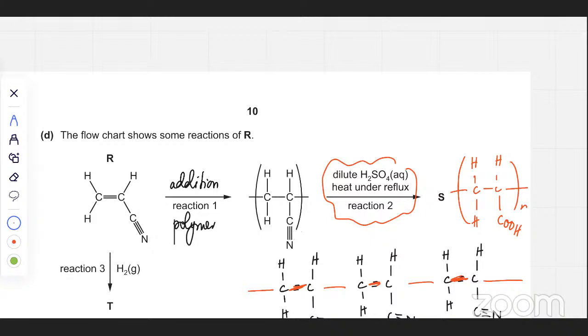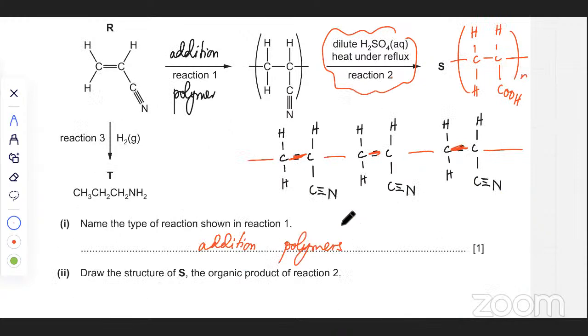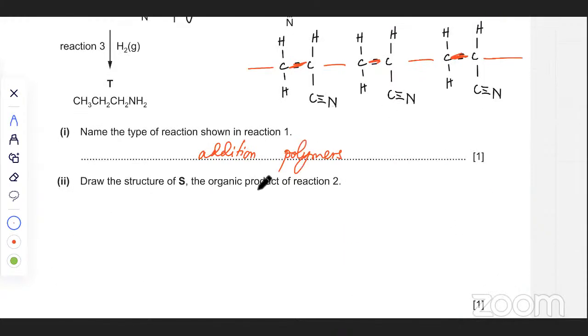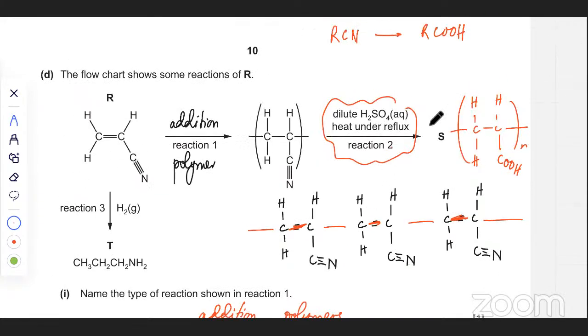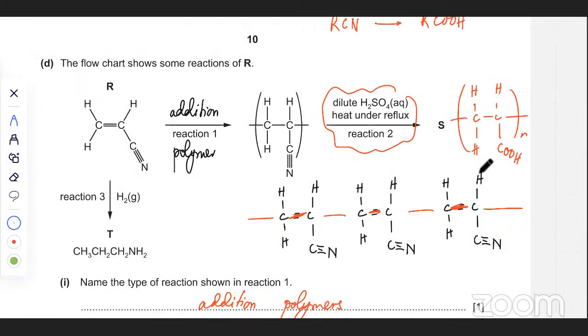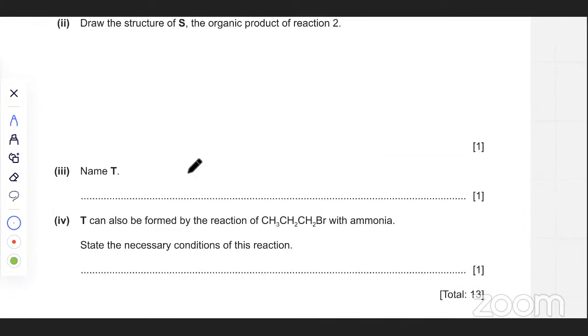So remember, if you hydrolyze nitriles, you heat them with dilute acids or dilute alkalis, and they turn into carboxylic acids. If the conditions are alkaline, the carboxylic acid salt would be produced instead of the carboxylic acid. So draw the structure of the organic product of reaction two. We just did that over here. And name T. So I don't know what T is.